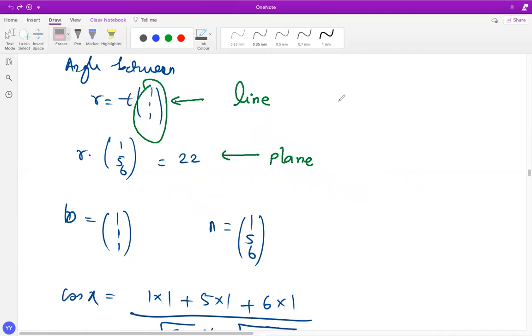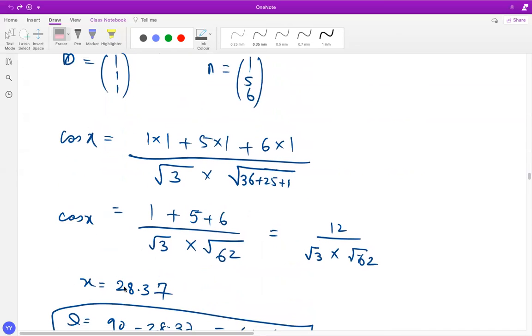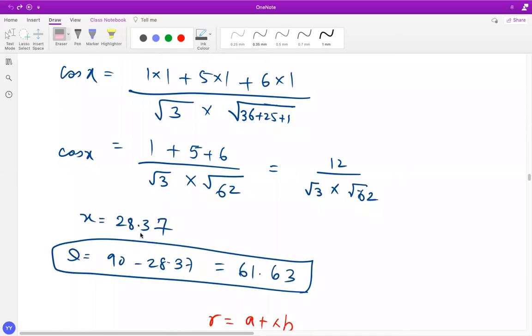So the first one, (1,1,1), is the direction of the line. The direction of the normal is (1,5,6). You're going to do the cos theta dot product, which I have done here, and you get the angle between the line and the normal. Then subtract it from 90 to get the angle of the line with the plane.